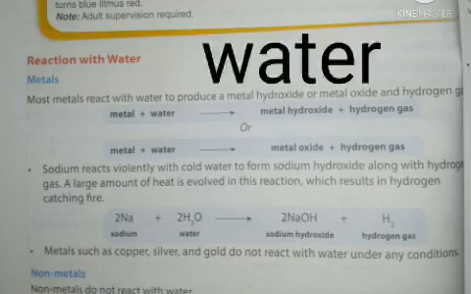The next set of reactions is with water, where we are going to see metals reacting with it. Most metals are reactive with water to produce a metal hydroxide or a metal oxide and hydrogen gas.